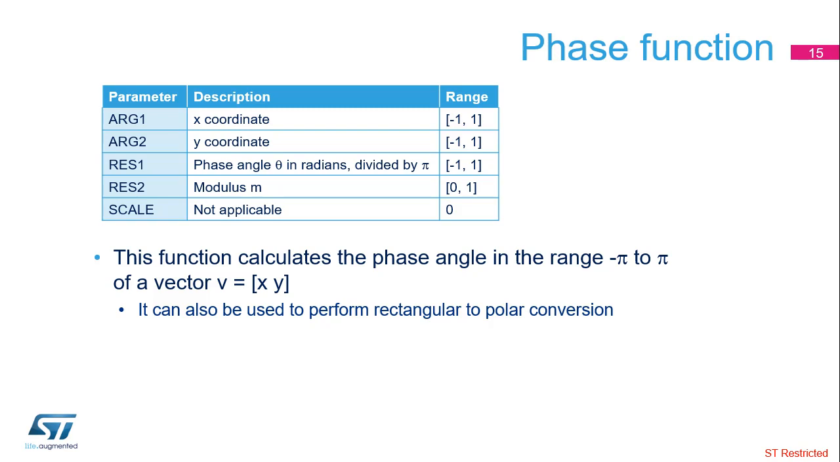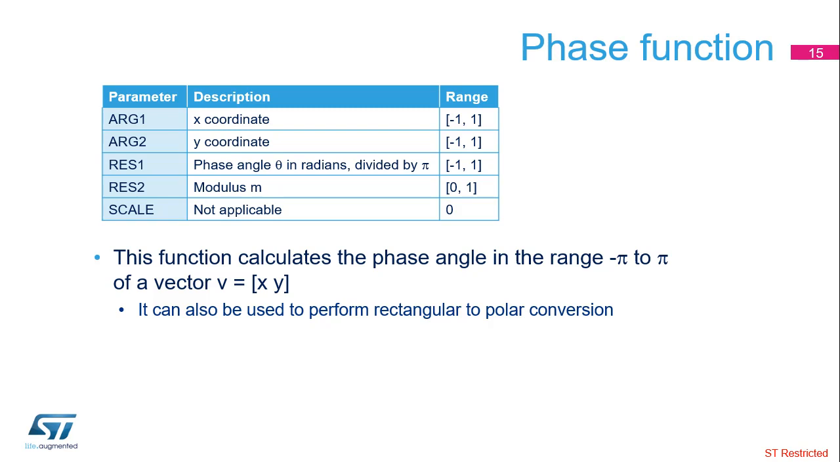of arg1. The secondary argument is the y-coordinate, that is, the magnitude of the vector in the direction of the y-axis. If y is greater than 1, a scaling must be applied in software to adapt it to the Q1.31 range of arg2. The primary result, res1, is the phase angle theta of the vector v. Res1 must be multiplied by pi to obtain the angle in radians.